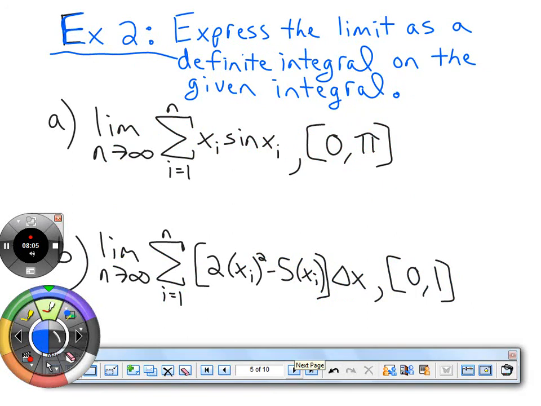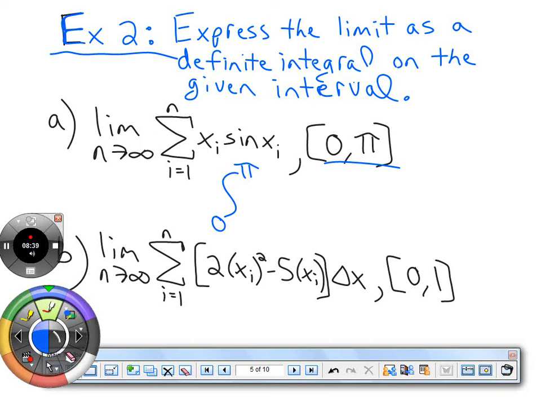All right. Express the limit as a definite integral on the given interval. Okay, so this is real simple. You don't want to make it crazy hard or anything. Whatever the interval is, then those are going to be your limits of integration. So that would be 0 to pi.